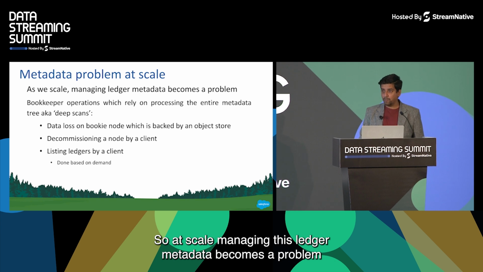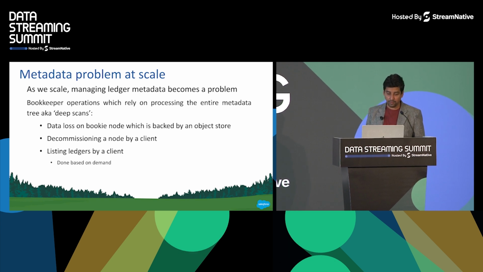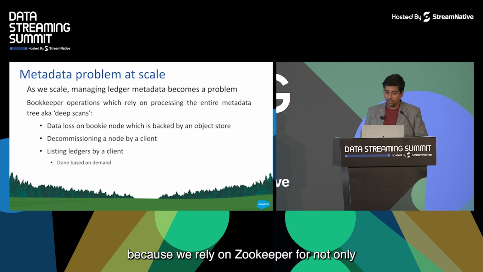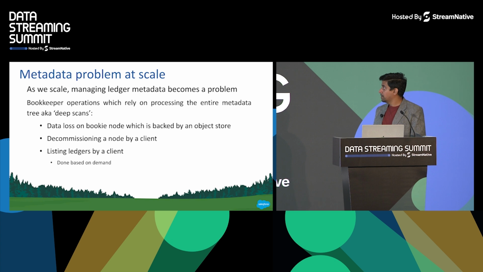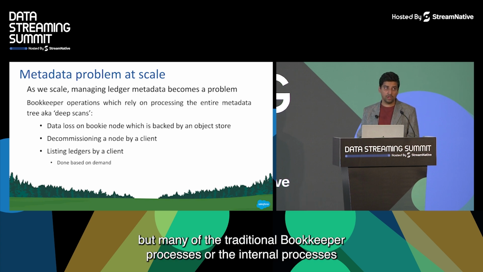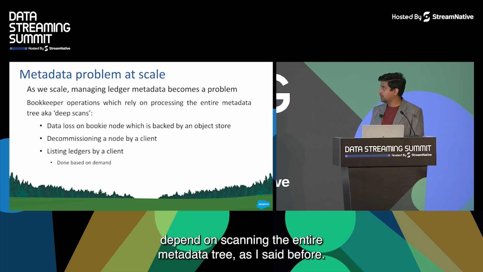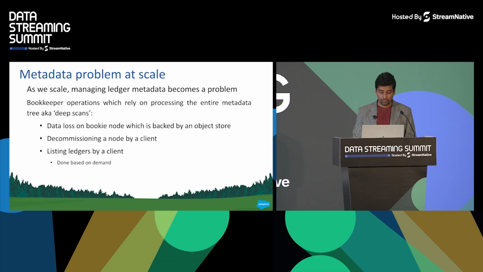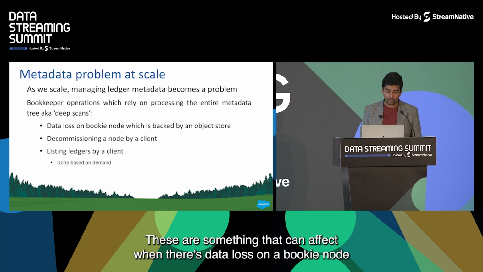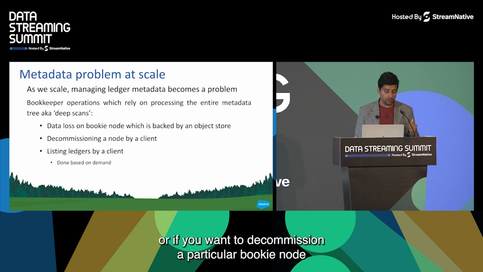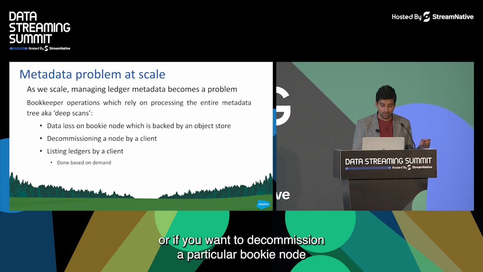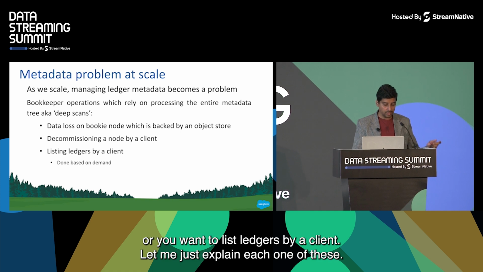So at scale, managing this ledger metadata becomes a problem because we rely on ZooKeeper for not only the registration, service discovery, and ledger metadata, but many of the traditional BookKeeper internal processes depend on scanning the entire metadata tree, as I said before. These things are called deep scans. They can come into play when there's data loss on a bookie node that is backed by an object store, or if you want to decommission a particular bookie node, or you want to list ledgers by a client, right? Let me just explain each one of these.